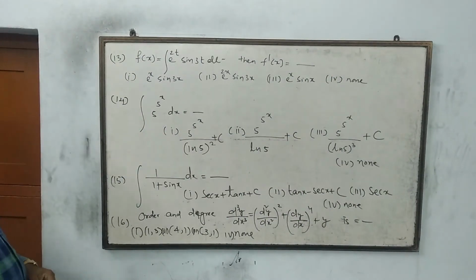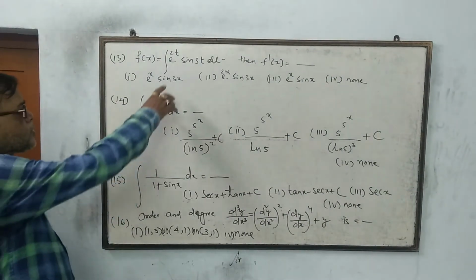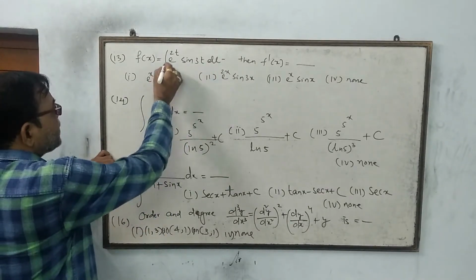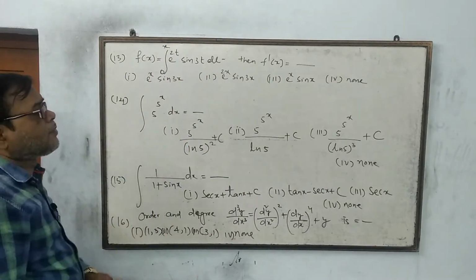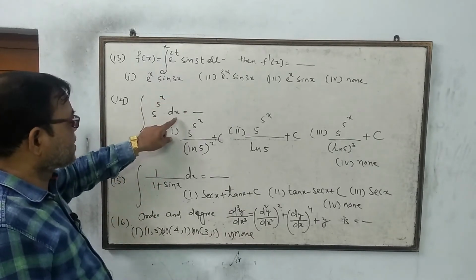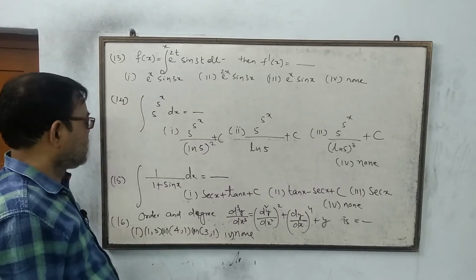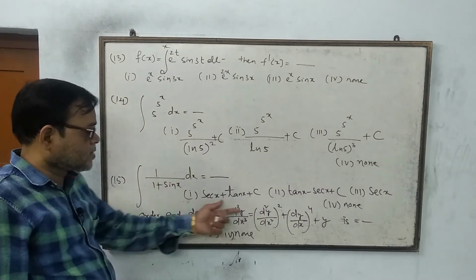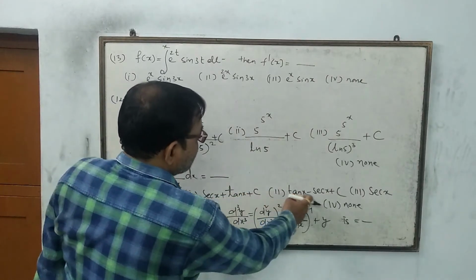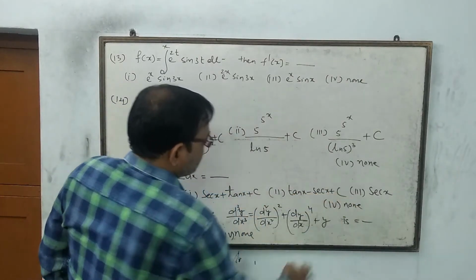Next, question number 13. F of x is equal to integration from 0 to x of e to the power 2t sin 3t dt, then f dash x is equal to dash. Integration of 5 to the power x dx is equal to dash. Integration of 1 by 1 plus sin x dx is equal to dash. The four options are given: sec x plus tan x plus c, tan x minus sec x plus c, sec x, none.